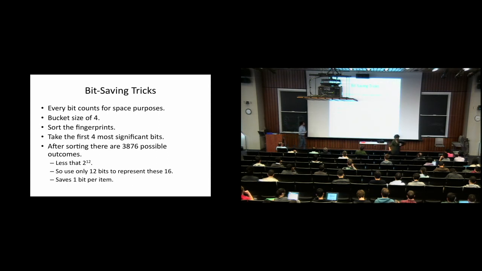Once you have your basic cuckoo filter, there are some tricks you can use. Since every bit counts for space purposes, if we have buckets of size 4, a little trick you can do is to sort the 4 fingerprints. And then, based on the fact that the fingerprints are sorted, you can take the 4 most significant bits of each of the 4 elements. Normally, that would be 16 bits. But because they're sorted, the number of possibilities is reduced. So you could store those 16 bits in 12 bits of information. So you can save a bit per item that way, if you're into bit tricks to save bits.